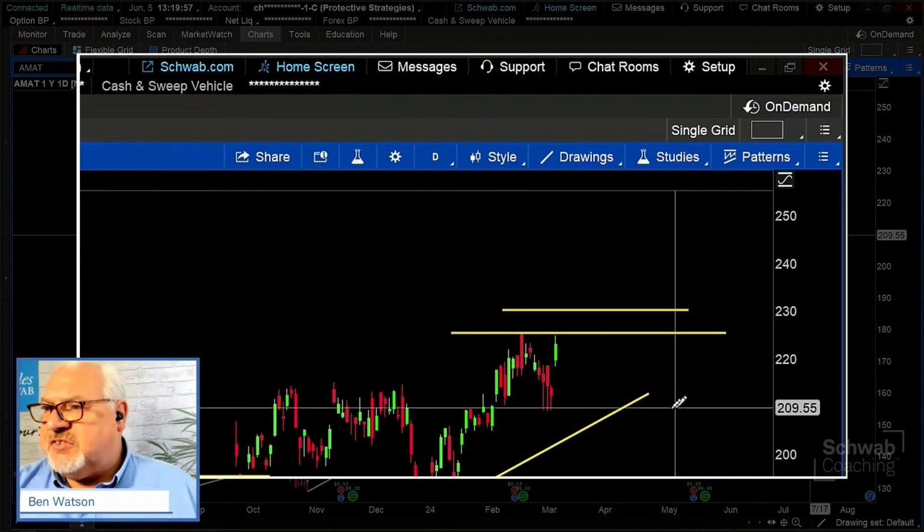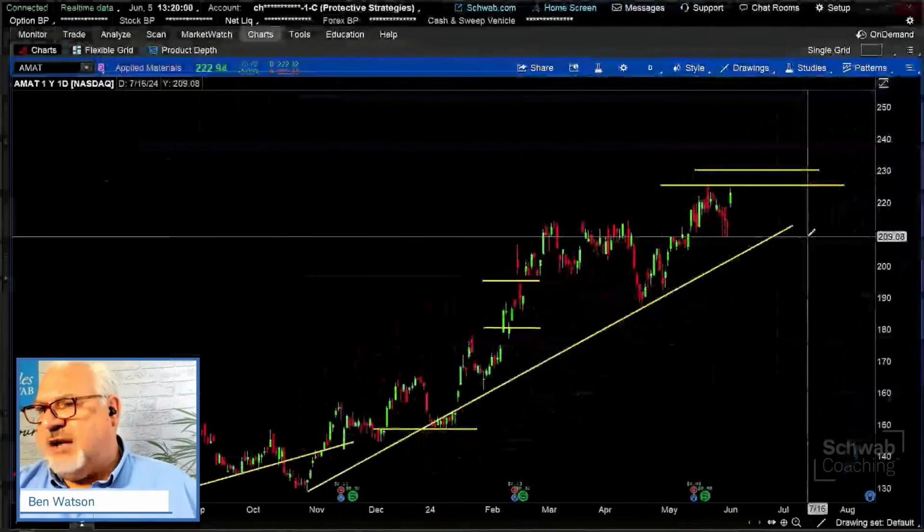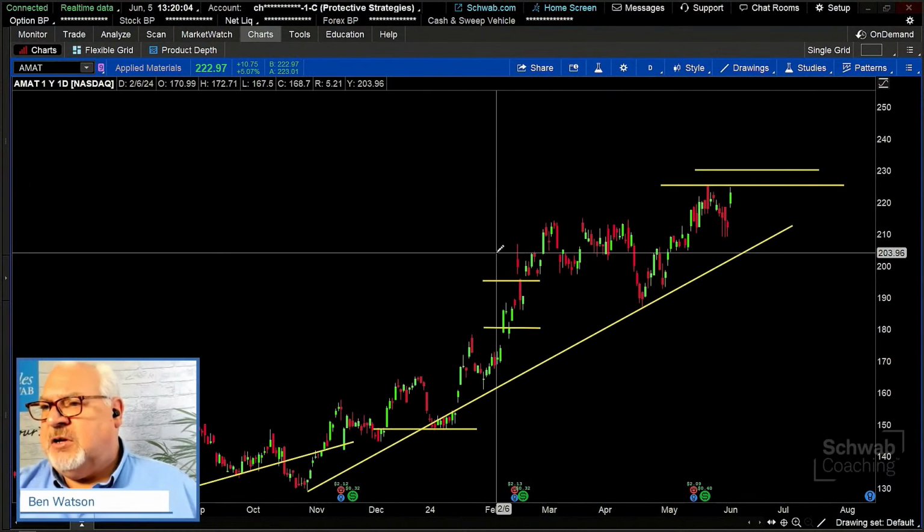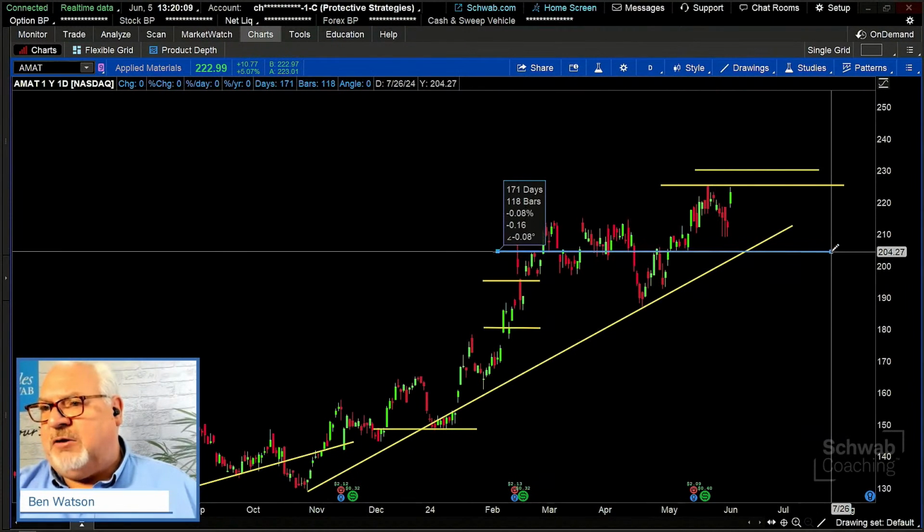So what I happen to notice is that right down here at about this 210 level, maybe even a little bit lower. Let's go down to that 205 strike level. At 205, I've got a pretty good level of support that's fairly well defined.